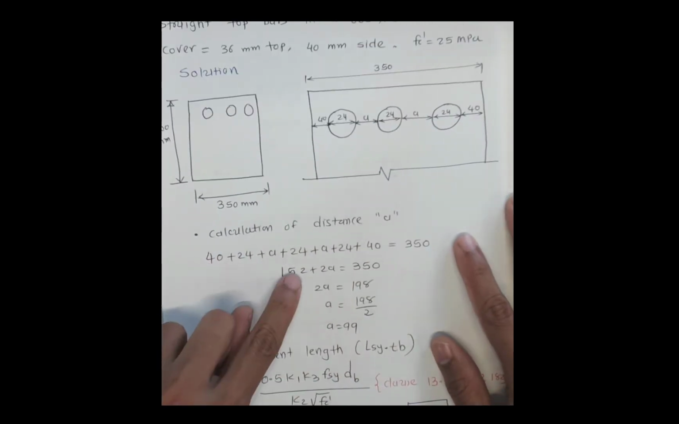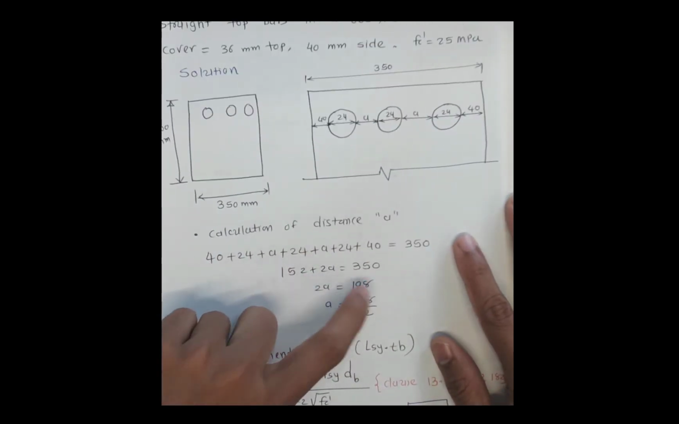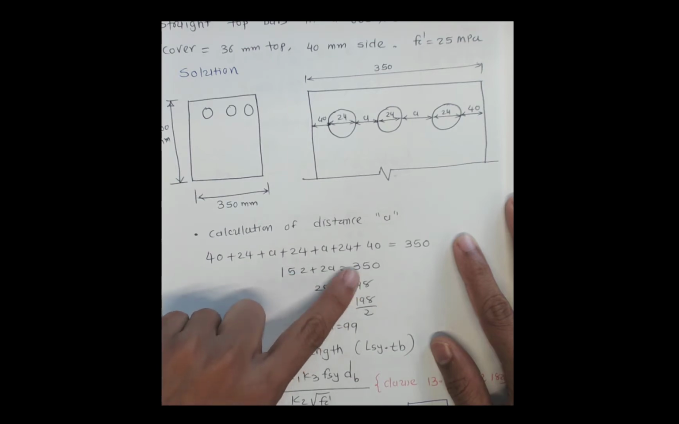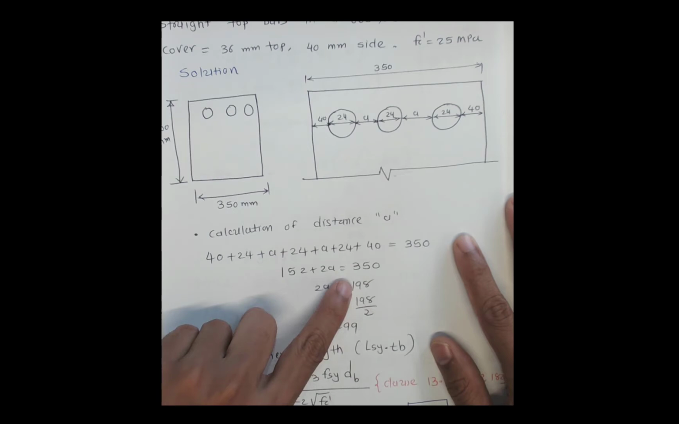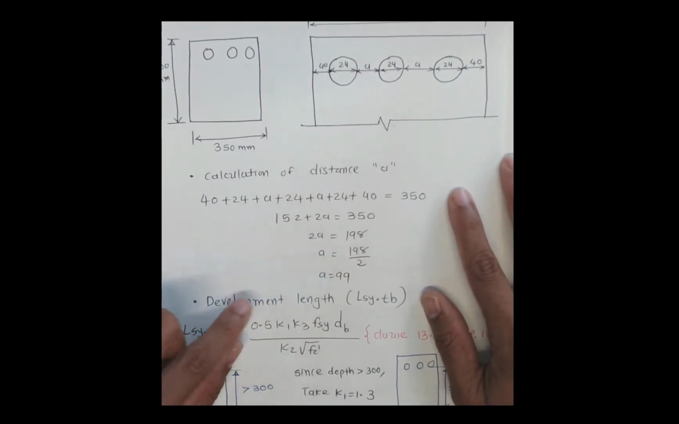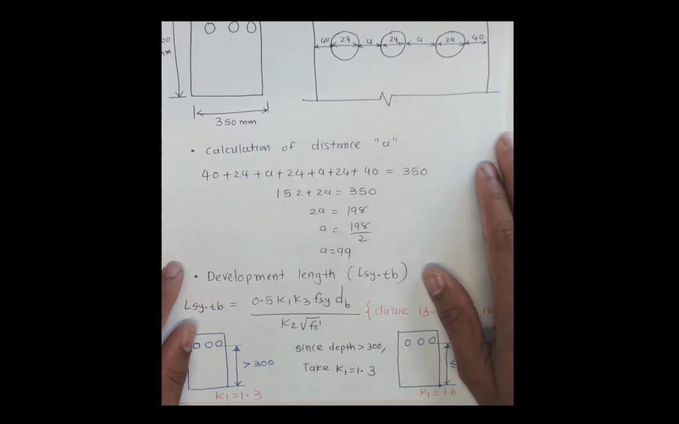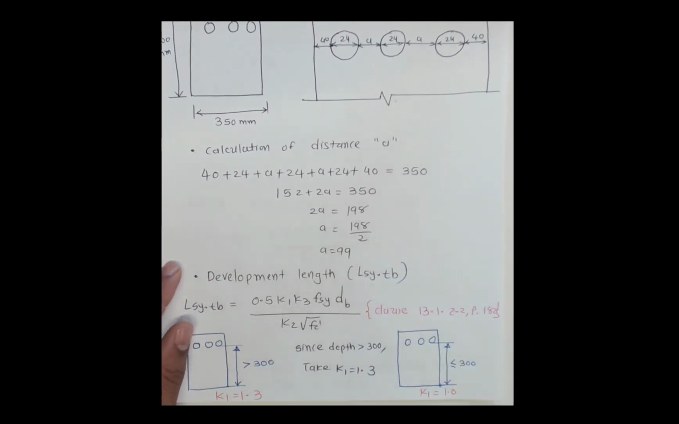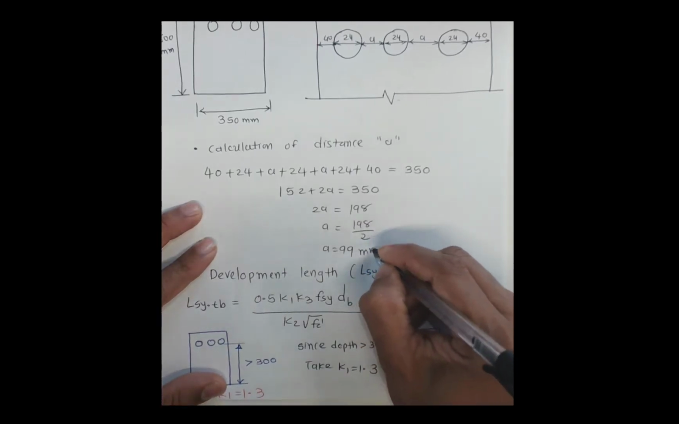The summation gives 152 plus 2A equals 350. Bring the 152 across: 350 take away 152 gives us 198. 198 divided by 2 gives us A equal to 99 millimeters. We will come back to this value really soon. So that value is 99 millimeters.